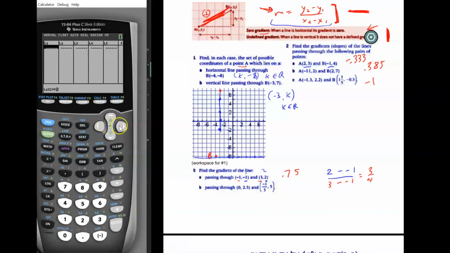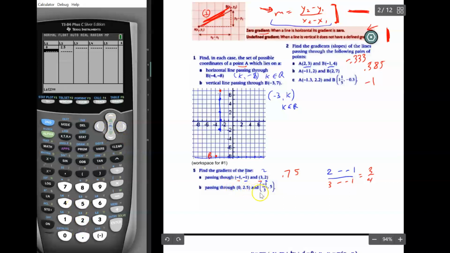0, 2.5 is the first point. And the second point, I wrote 25 instead of 2.5. 2.5. That's pretty much the only way you can make a mistake. I made a mistake again. 2.5. It's harder to make a mistake on the real calculator than on the fake calculator.